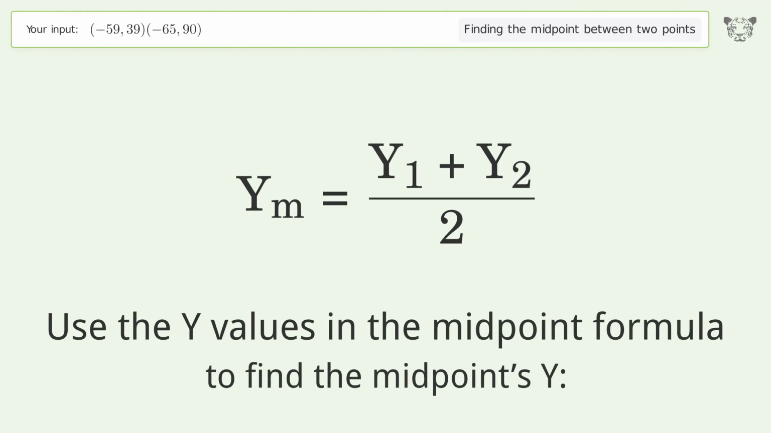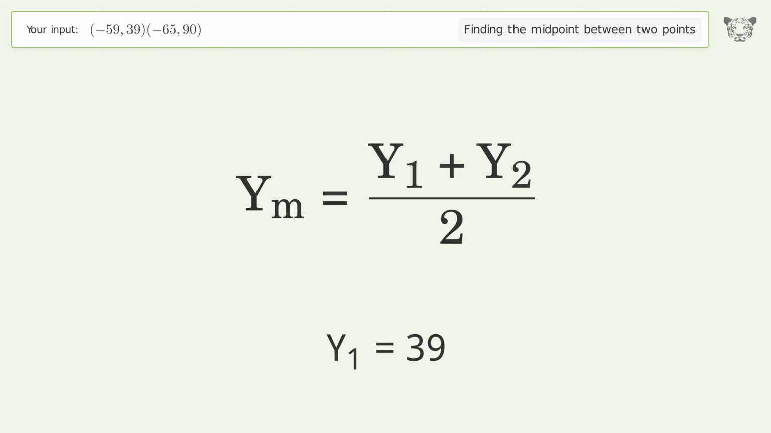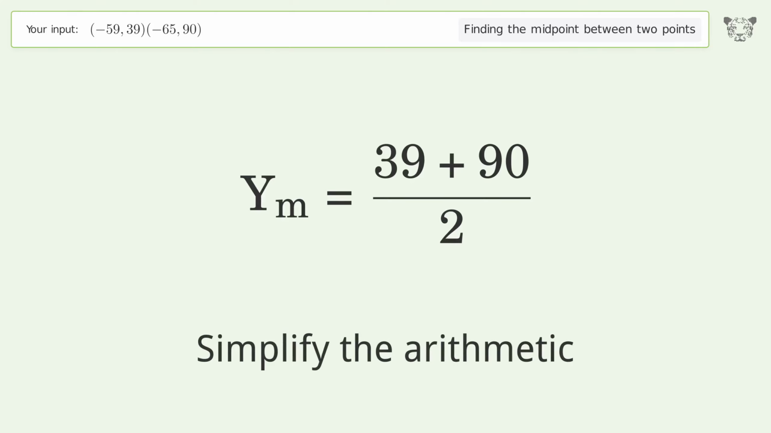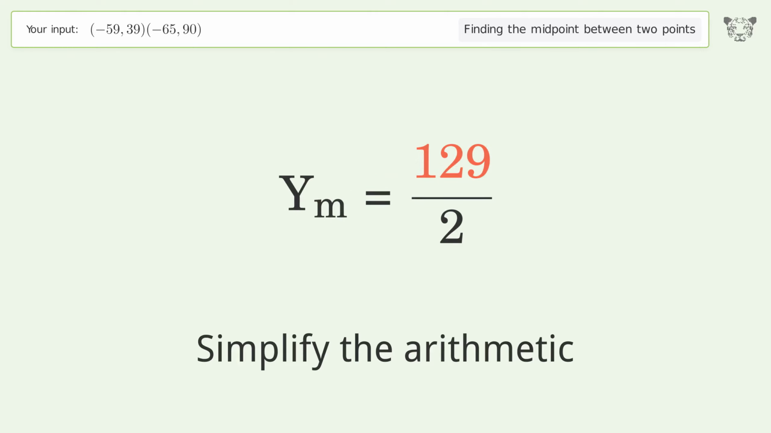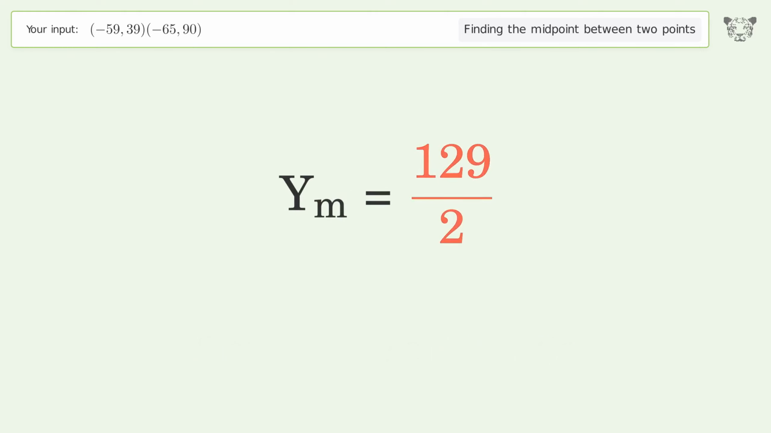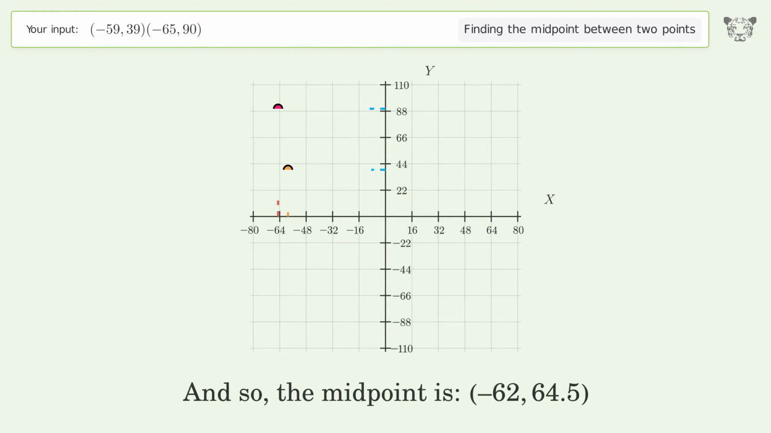Use the y values in the midpoint formula to find the midpoint's y. y1 equals 39. y2 equals 90. Simplify the arithmetic. And so, the midpoint is negative 62, 64.5.